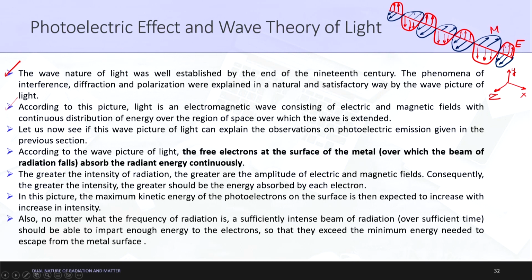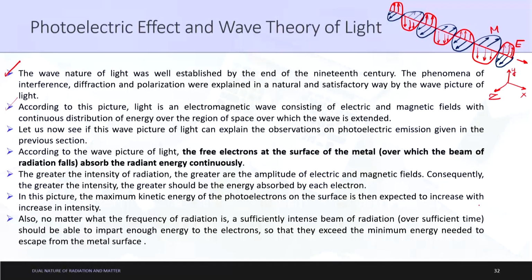Okay, so we can say that this is the direction of propagation of light, let us say in the x direction, the electric field is varying in the y direction and the magnetic field is varying in the z direction. That thing is only being explained here. So, according to this picture, light is an electromagnetic wave consisting of an electric field, as you can see, and a magnetic field also, with continuous distribution of energy over the region of space over which the wave is extended.